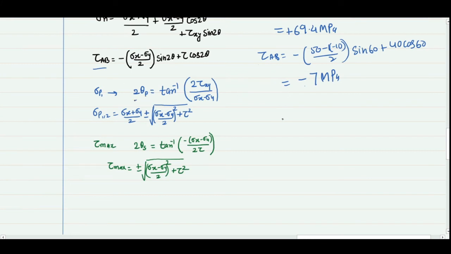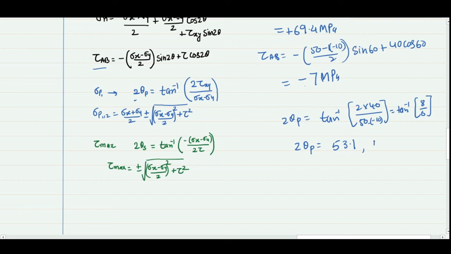After calculating the normal and shear stress, let's find out the value of the principal plane. I will put values in the 2 theta p formula, that is tan inverse of 2 into 40 divided by 50 minus 10. So I will get tan inverse of 8 by 6. When I calculate this tan inverse, I get 2 theta p as 53.1, and the second angle will be just plus 180 degrees.